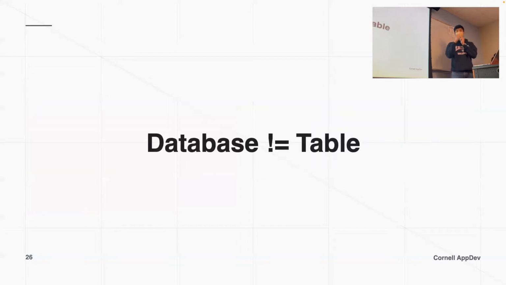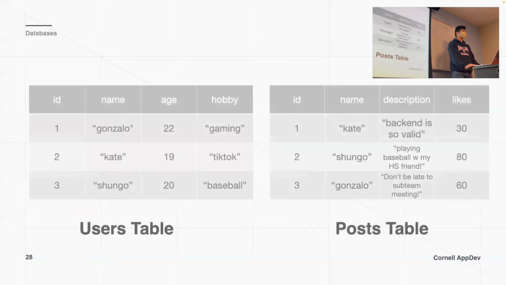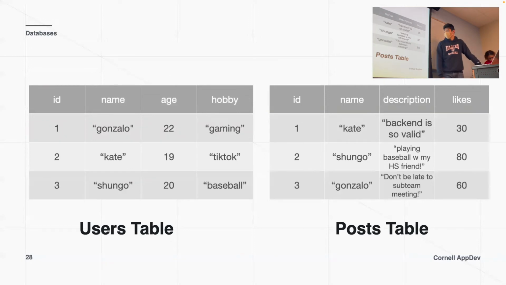So a database is not the same thing as a table. The table is the visualization I just showed, but a database is a collection of tables. If we're making Instagram again, we have a users table, we have a posts table, and all that is one database, made up of multiple tables. This is an example of something like a posting platform. We have 3 users with their age, hobby, and name. We have a post table with their name, description, and the number of likes the post got. So this is an example of a database.